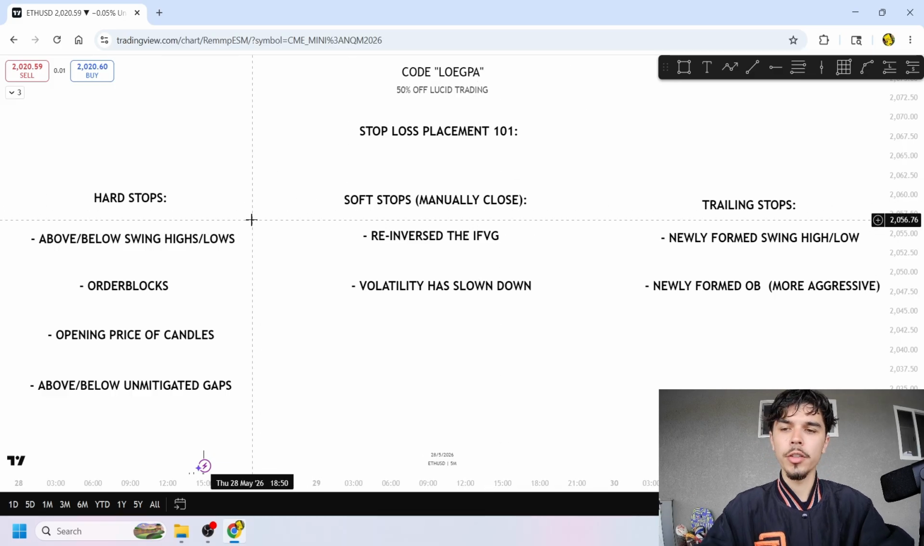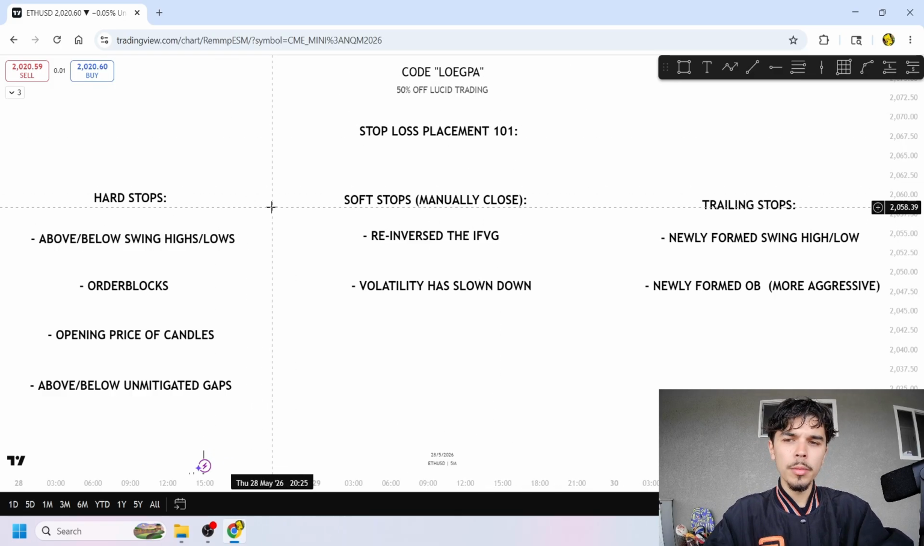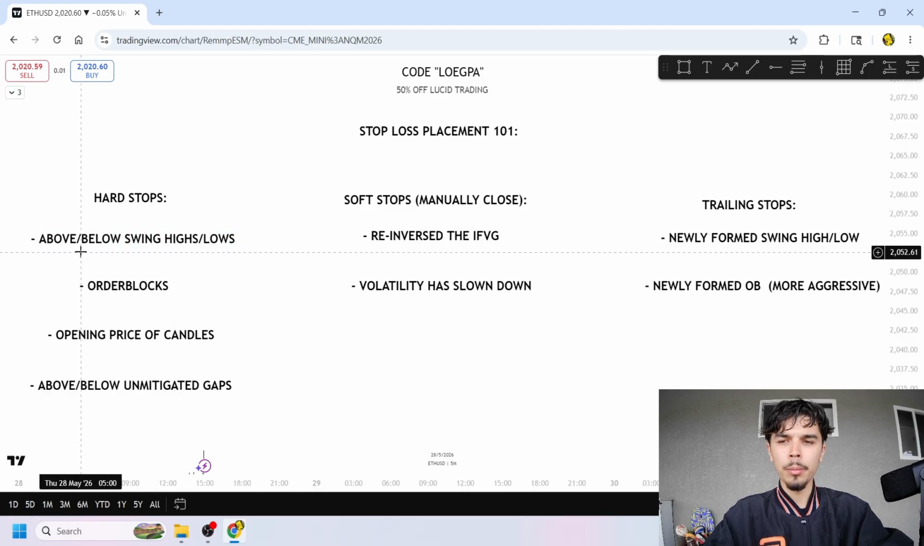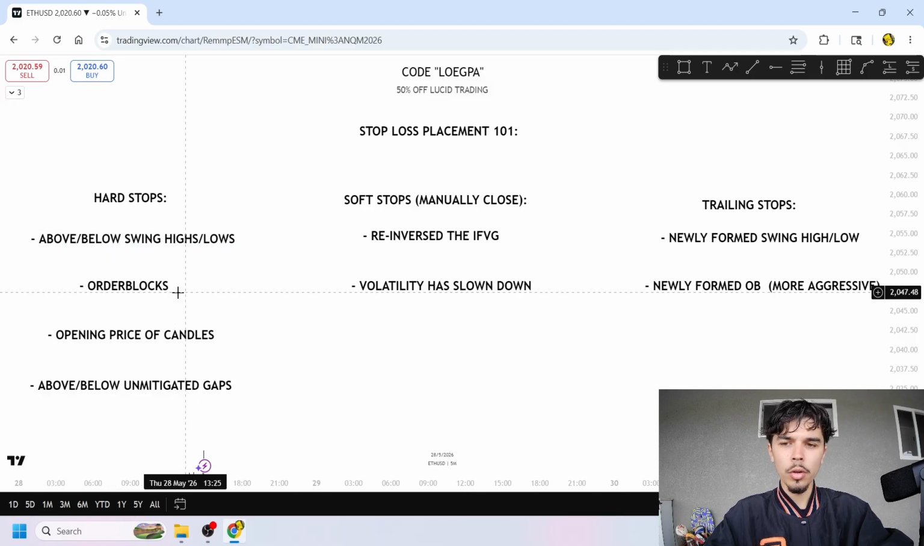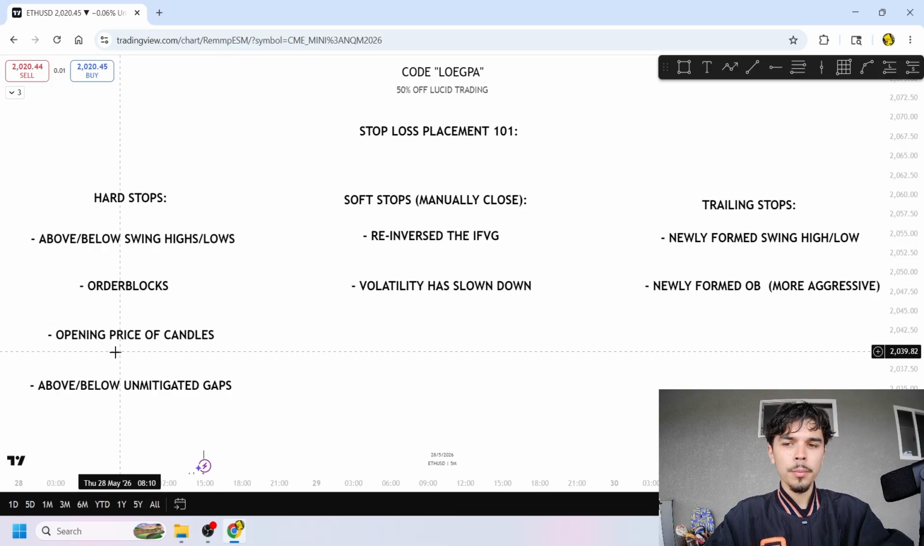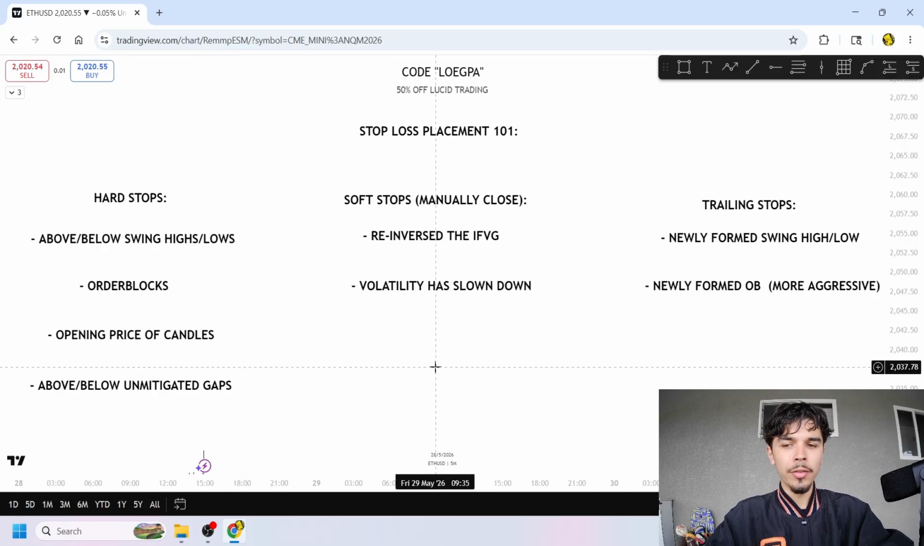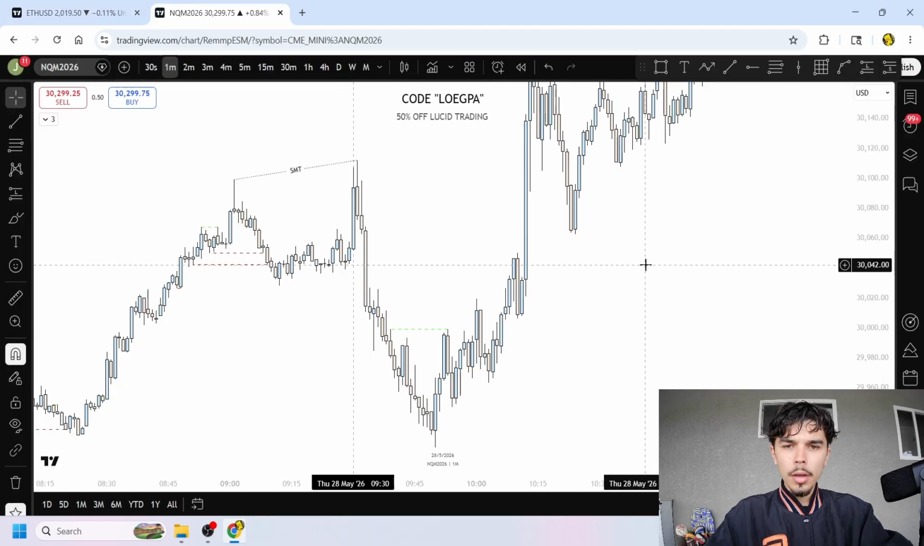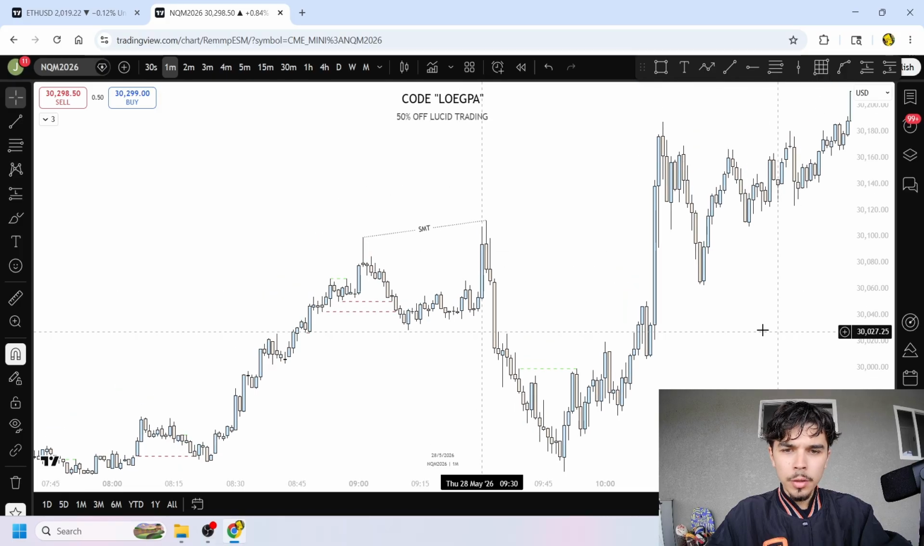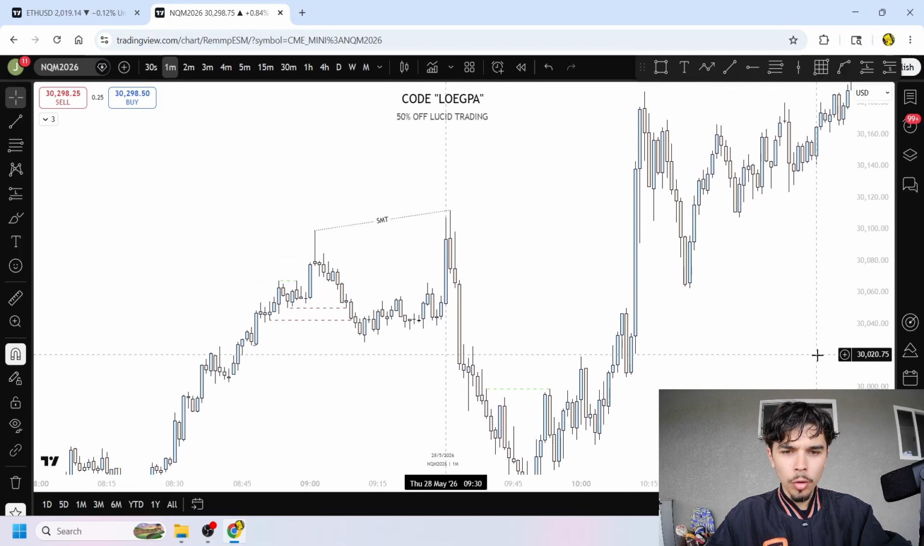Okay, hard stops. Four of the most common types of hard stops where they're going to be placed: above and below swing highs and lows, okay, above and below order blocks, above and below opening prices of candles, and above and below unmitigated fair value gaps on the lower time frames. Now, it all depends on your risk and your trading rules. However, depending on your trading rules, I do want to go over all these examples in the market real quick.